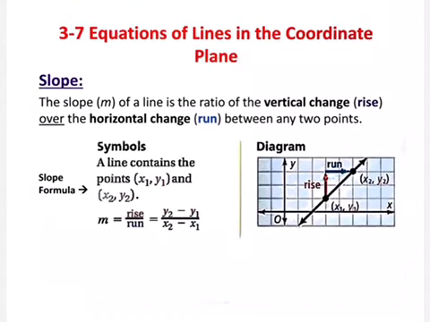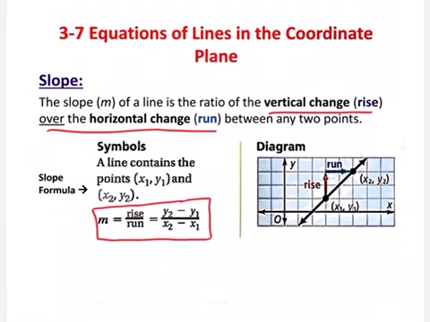Section 3.7, equations of lines in the coordinate plane. Slope m of a line is the ratio of the vertical change, rise, over the horizontal change, run, between any 2 points. So slope is rise over run, or vertical change over horizontal change. To find the slope given 2 points (x1, y1) and (x2, y2), we use our slope formula, which is y2 minus y1 over x2 minus x1.